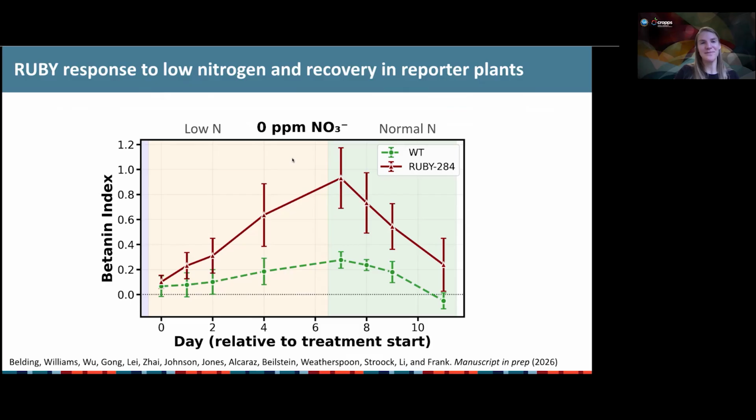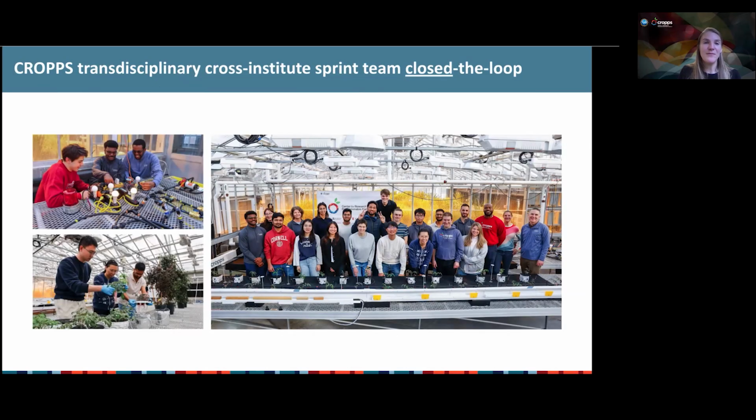nitrogen recovery. To fully embed our programmable plants into a closed-loop management system, we gathered for a team science sprint this past January. Our team brought together trainees from different disciplines and institutes from across CROPPS to coordinate closing the loop for our greenhouse ruby plants, using living reporter plants to signal when nitrogen is low and automatically adjusting the status of nitrogen in the irrigation system based on the plant signal.